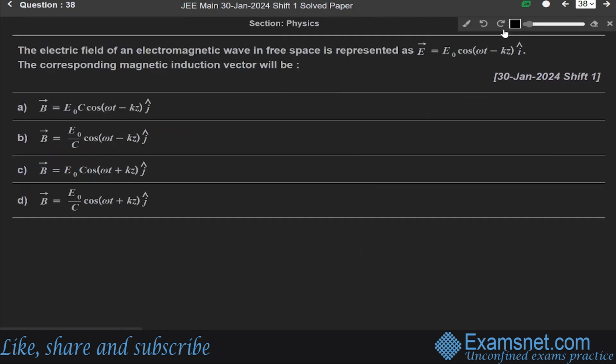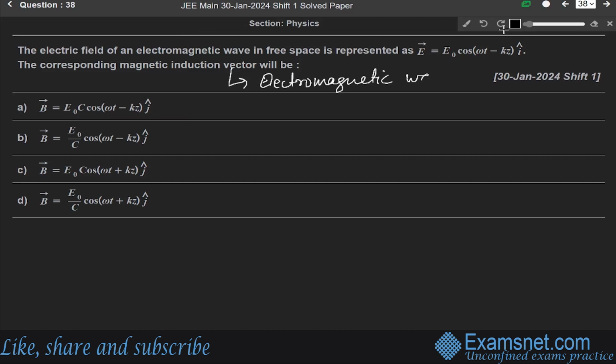Now question 38. The electric field of an electromagnetic wave in free space is represented as E equals E naught cos(omega t minus kz) i cap. The corresponding magnetic induction vector will be. So this question is from the chapter of electromagnetic wave.